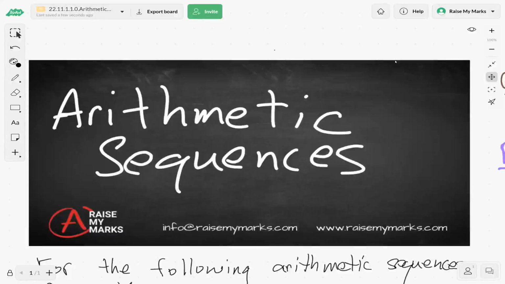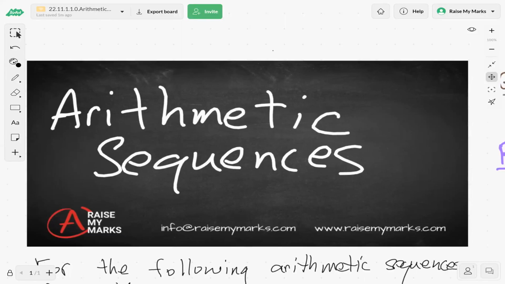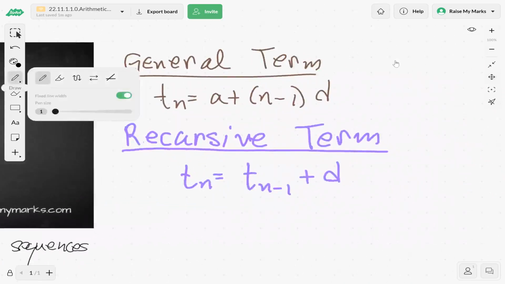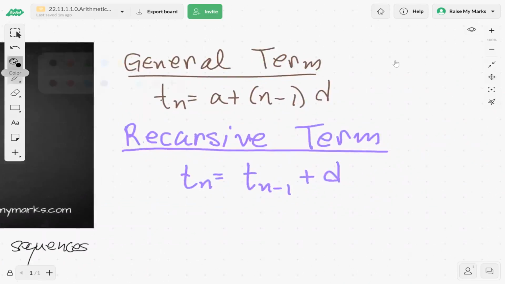Hello, so tonight we're looking at arithmetic sequences. All right, what's an arithmetic sequence? First, what is a sequence of numbers? A sequence of numbers is just that, a sequence of numbers. So like 1, 4, 7, 10. It's just a set of numbers that go in order.